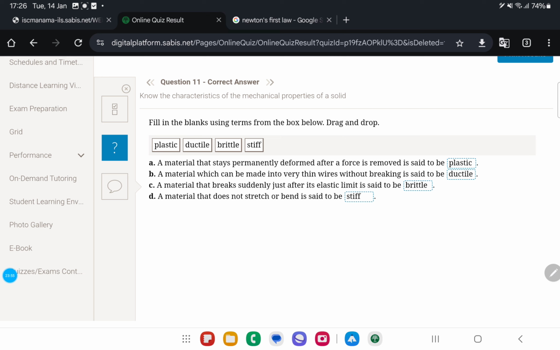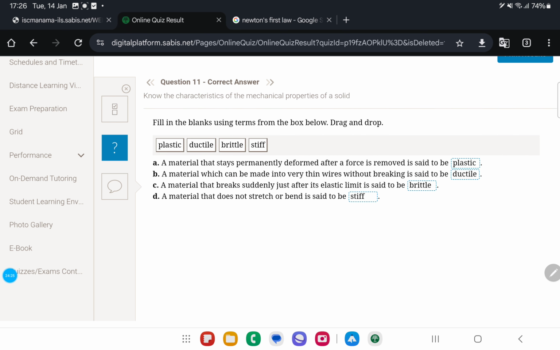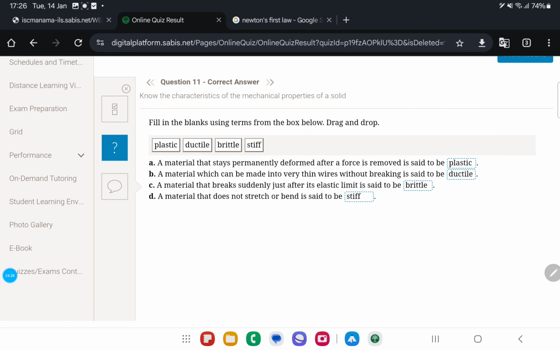All right. For part D, a material that does not stretch or bend is said to be stiff. Now, let's say, what's an example? I assume rock. You can't stretch rock. Yeah, you can't stretch rocks. If you try to stretch it, it will break. Alright? That's it. Wait, no. One minute. I don't have any examples right now, but if it does not stretch or bend, it's called stiff. That's it. You can't stretch it or bend it.